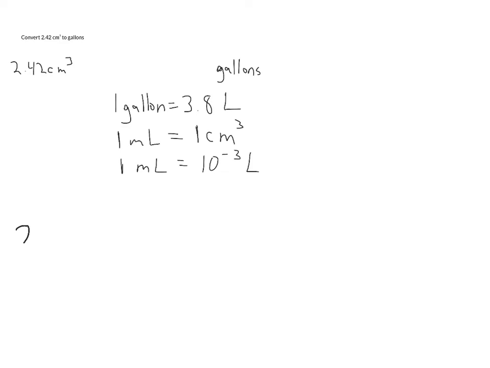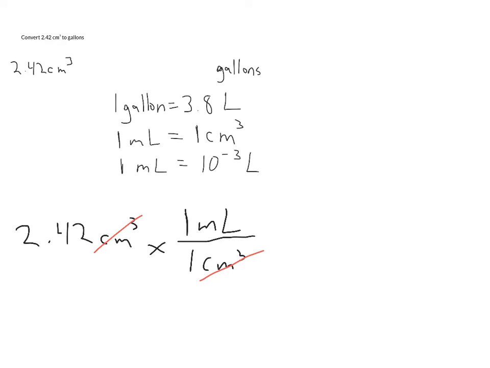So we've got 2.42 centimeters cubed. So the first equality that is used is one that contains centimeters cubed in it. It has to have that in order to get the units to cancel. So 1 centimeter cubed will go on the bottom, is equal to 1 milliliter, which will go on the top. Any unit divided by itself is equal to 1, and that's what it means for those to cancel.